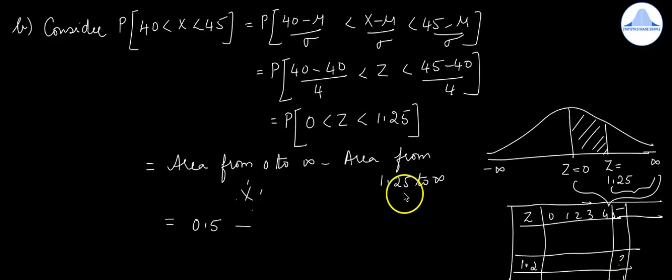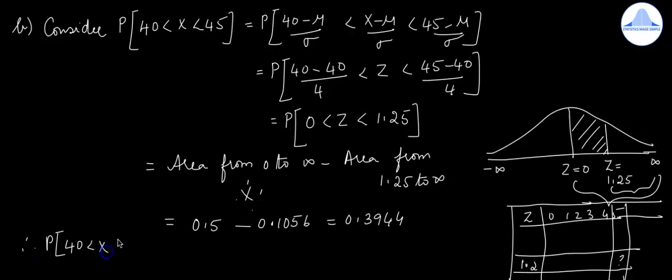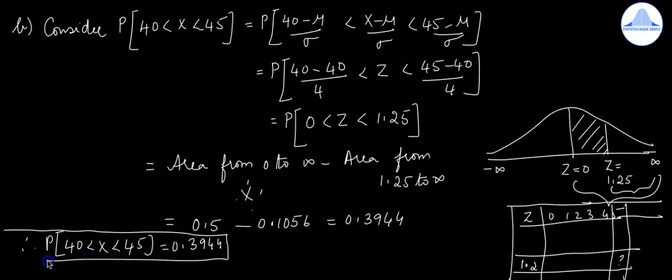So if you check in the tables, the area from 1.25 to infinity is 0.1056. So this is equal to 0.3944. So therefore, probability of 40 less than x less than 45 is equal to 0.3944. But we shouldn't stop the problem here, otherwise you will lose 1 mark.